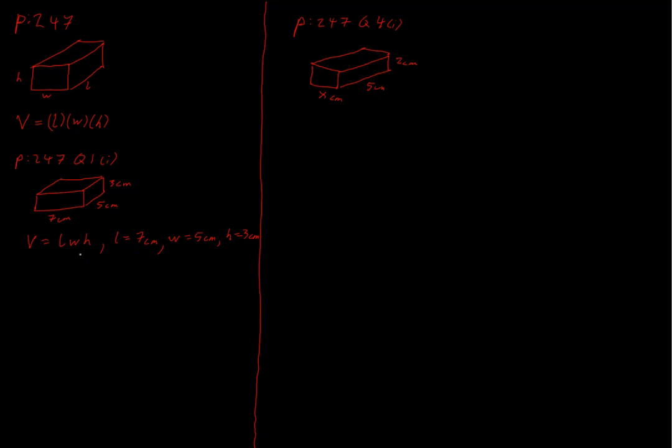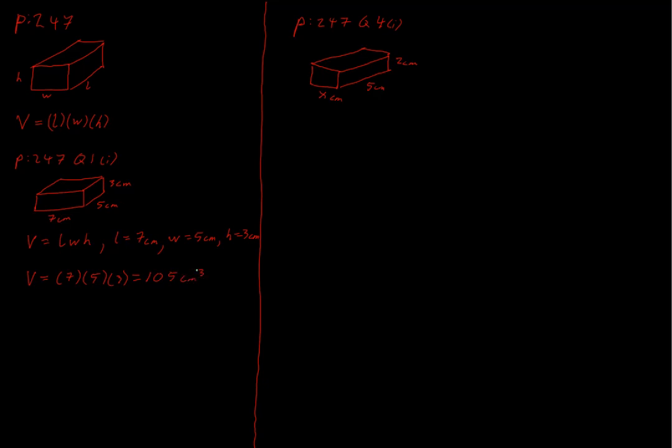Now what I'm going to do is sub into my formula and see if I have enough information to solve it. So volume is equal to length 7 multiplied by width 5 multiplied by height 3. And when I put that into my calculator, I find that I get 105 centimeters cubed.